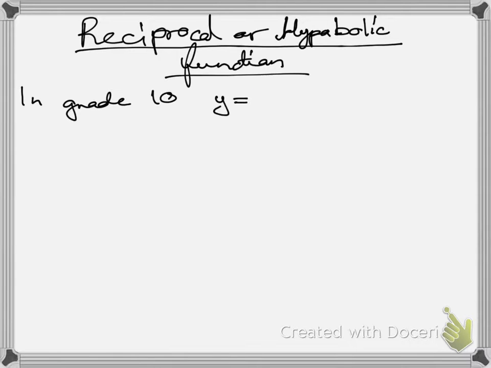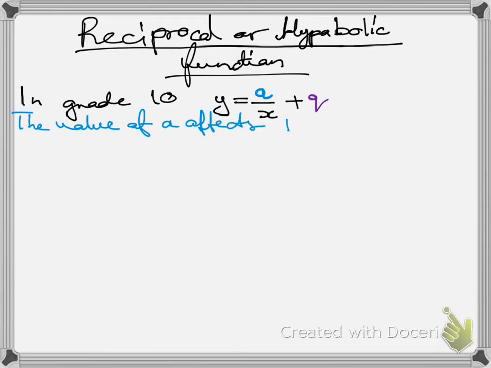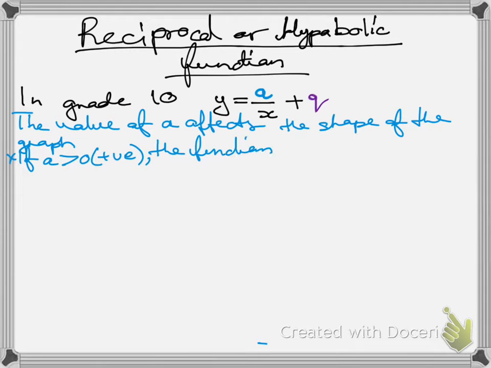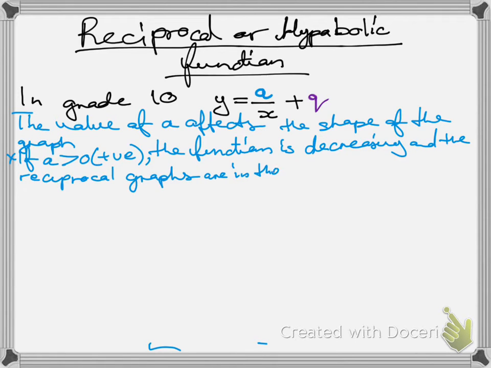Hyperbolic function. In grade 10, you had it as y is equal to a all over x plus q, of which we had only two parameters. The value a, if a is greater than 0, it's a decreasing function. And since it's a decreasing function, you find the reciprocal graphs in the first and third quadrant, like this one, of the Cartesian plane.